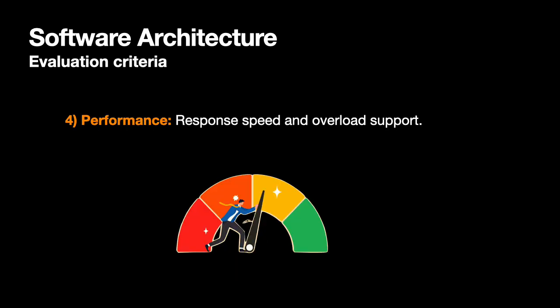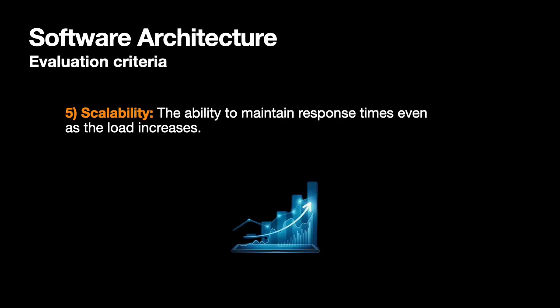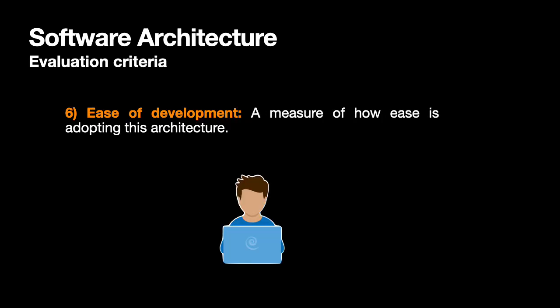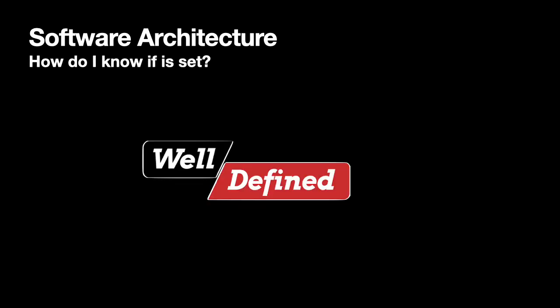Performance, response speed and overload support. Scalability, the ability to maintain response times even as the load increases. Ease of development, a measure of how easy it is to adopt this architecture. The extent to which we can assess the architectural evaluation criteria is an indication of how well defined the architecture is.